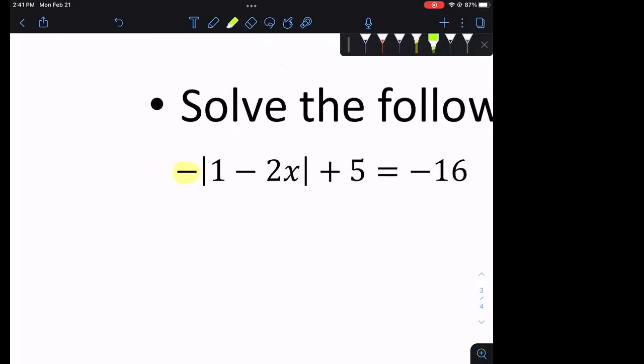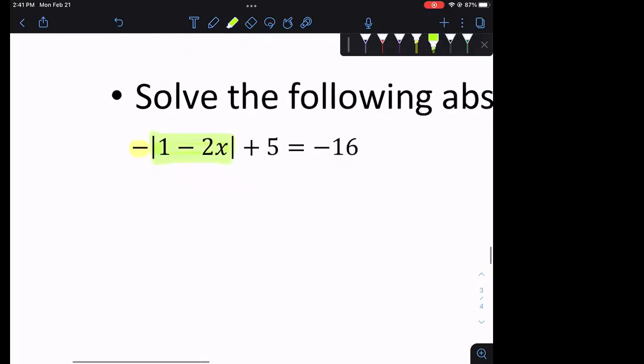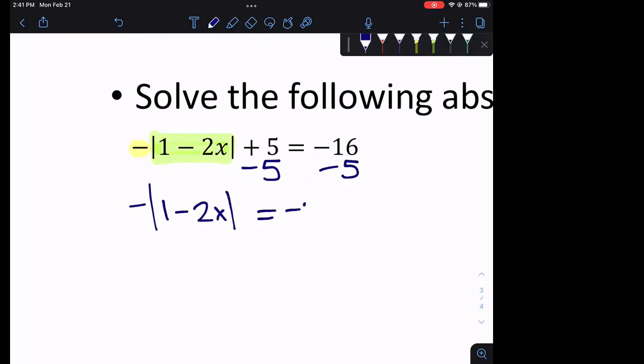We're going to start off just like we do every other problem. So we're going to try to isolate the absolute value bars. First thing we've got to do is move the 5. So we're going to start this problem by subtracting 5. So that's going to give us negative 21 on the right-hand side.